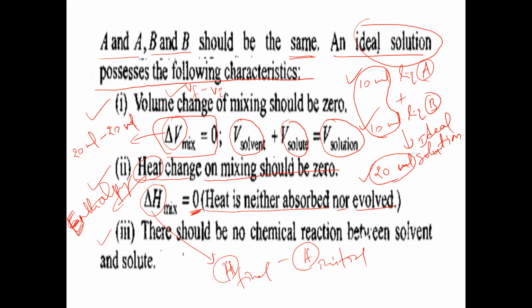The third characteristic property is that there should be no chemical reaction between solvent and solute, between solvent A and solute B. Chemical reactions should not be there. Attractions, meaning interactions, may be present, but chemically they should not combine with each other. The solvent molecules should not chemically react with solute molecules. So we must understand these conditions.